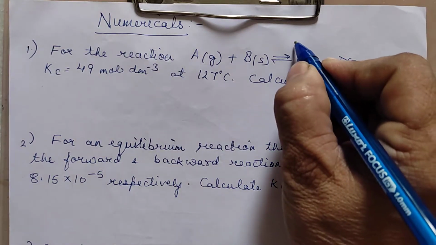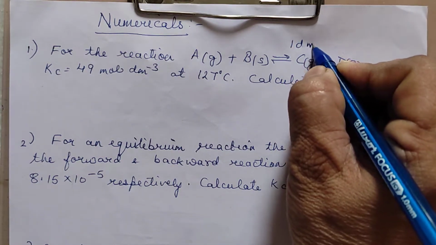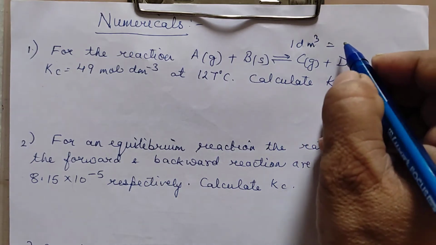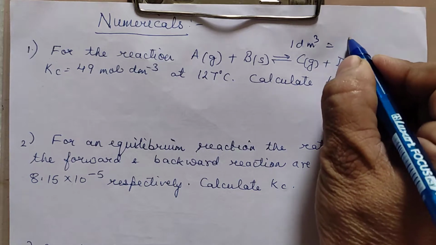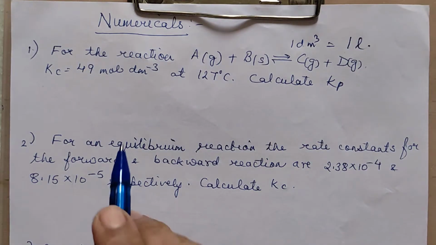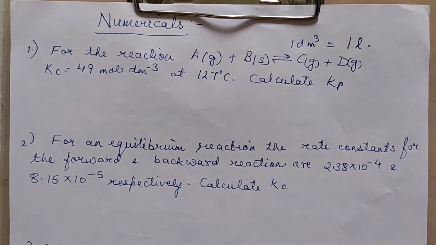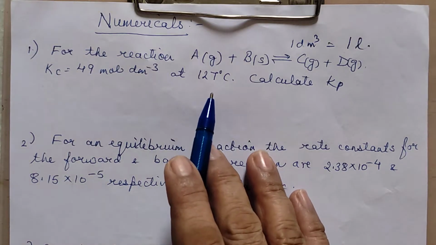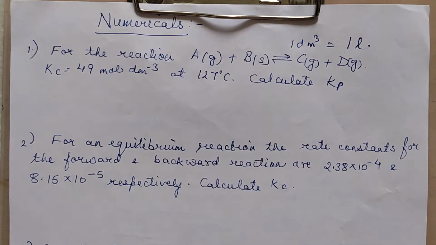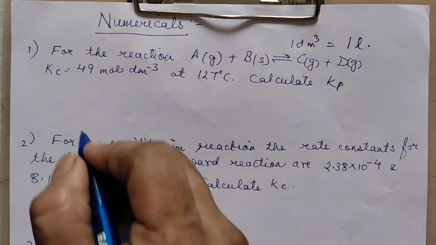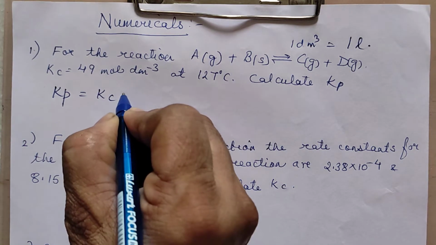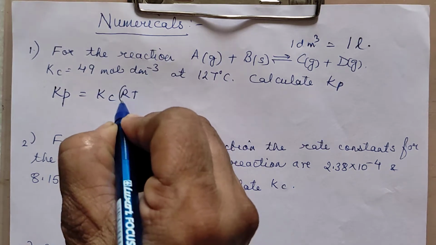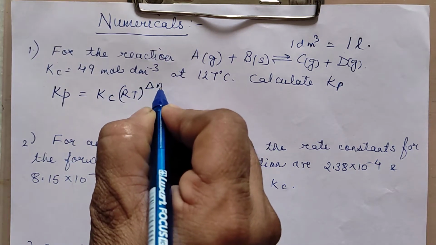Now, I hope you know that 1 decimeter cube is 1 liter. Okay, so in a way this is this much mole per liter. Fine. And temperature is given. You need to calculate Kp. So in a way we are asked to use Kp-Kc relation. Kp is equal to Kc RT to the power delta Ng.